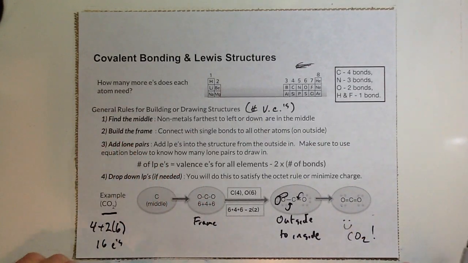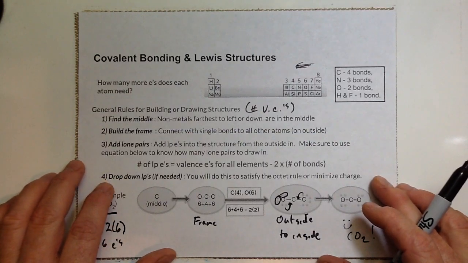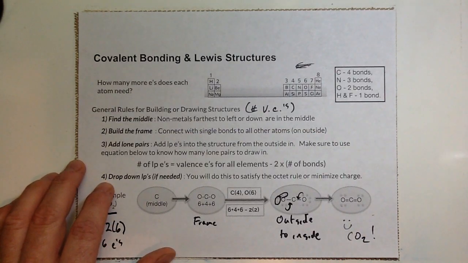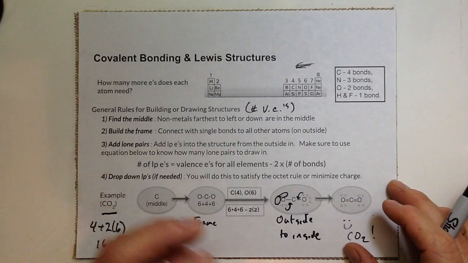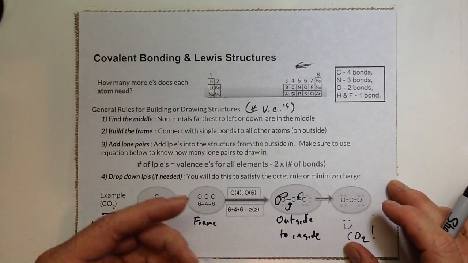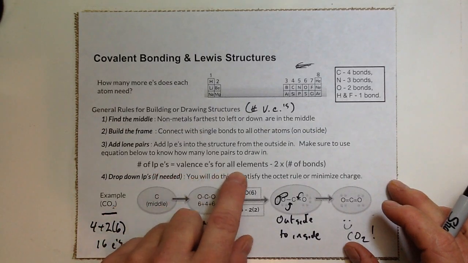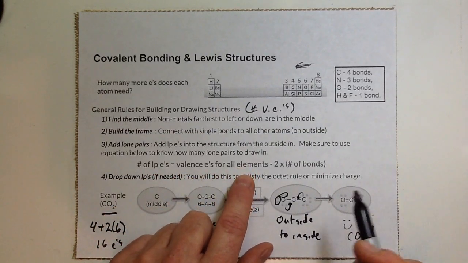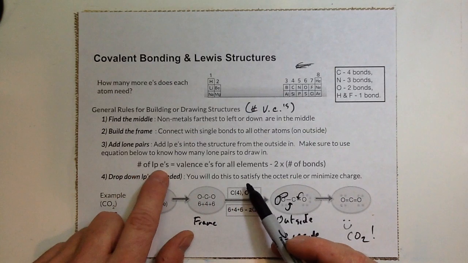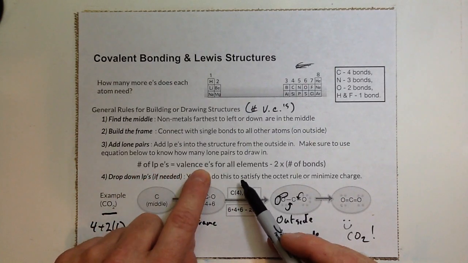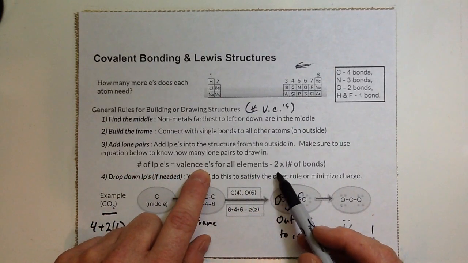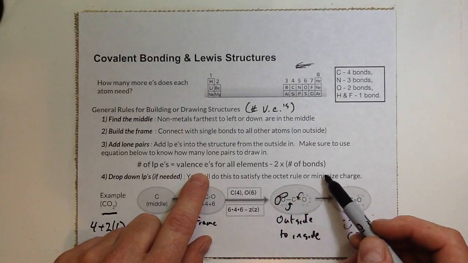Now, I think I need to stop here just for the sake of time. We'll apply this at the start of the next video to building a valid Lewis structure. Remember, the lone pairs and bonding electrons are different. Lone pairs are non-bonding electrons. The number of lone pairs equals the valence electrons for the element minus the number of bonds.